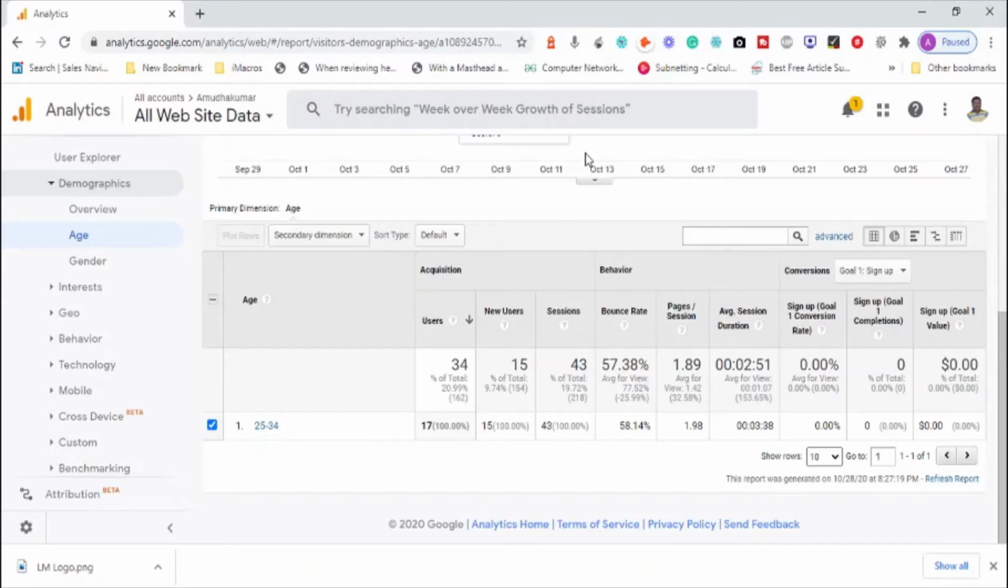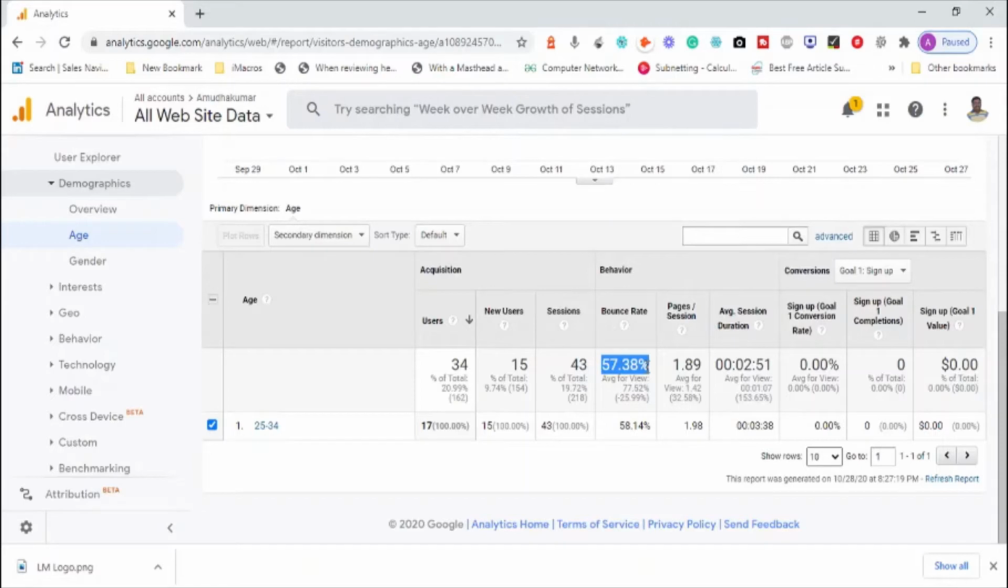If you see here, 34 users have come, out of which 15 users are new, and the 34 users have generated 43 sessions in total. But what happens? The bounce rate is 57.38, which is a little decent, almost.